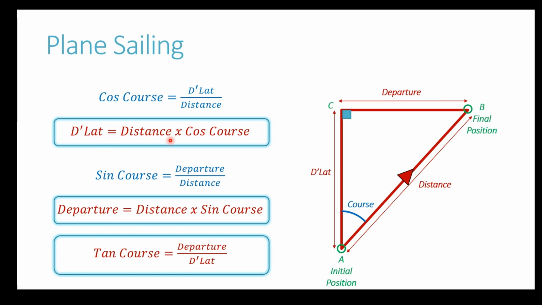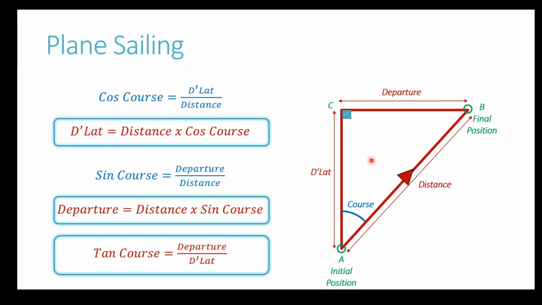So that sums up the plain sailing. Important thing to note here is that the triangle which we have made, this particular triangle, is made for the northeast quadrant. For every different quadrant, we have a different triangle. I'll show you a little while later the triangles for other quadrants also. But this is the one which we use for northeast quadrant.